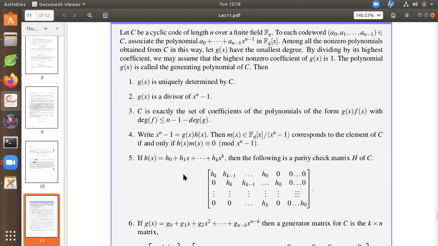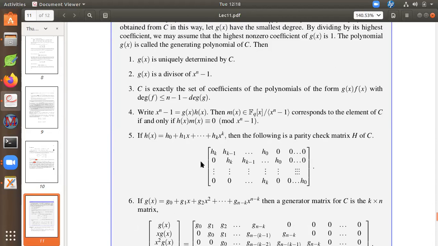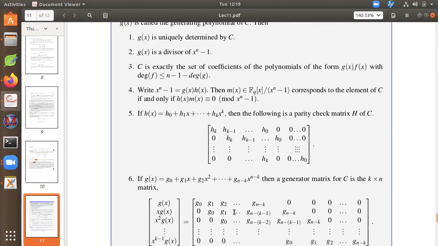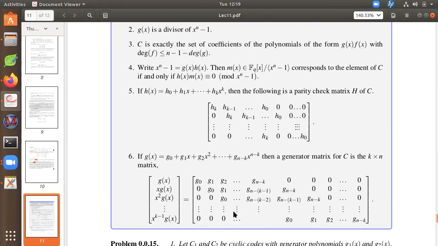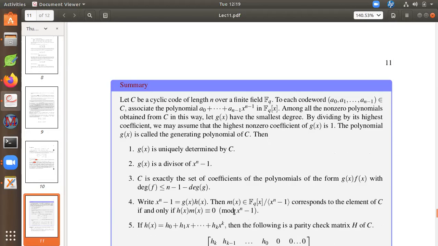Okay, and the parity check matrix is given like this. There is a slight change here: instead of H0, I'm starting with Hk. I'll explain this. And the generator matrix looks like this. This is the entire picture of the cyclic codes.